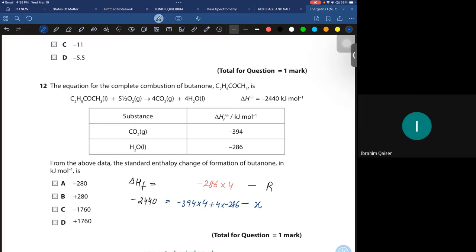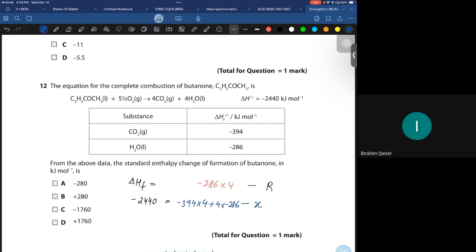It depends on what data is given to you. Remember, this is a very important concept. Is the data related to formation? Then apply the formula product minus reactant. And if the data that is given to you is related to combustion, then you can apply the formula that is reactant minus product.